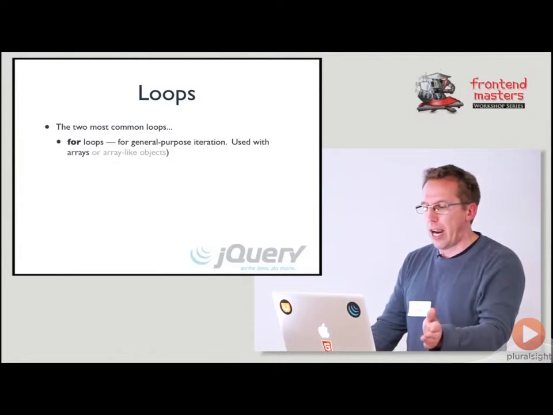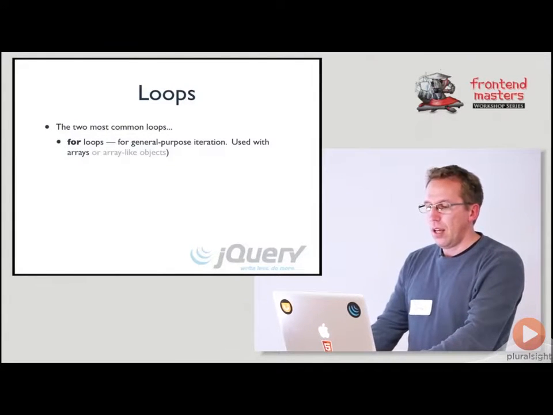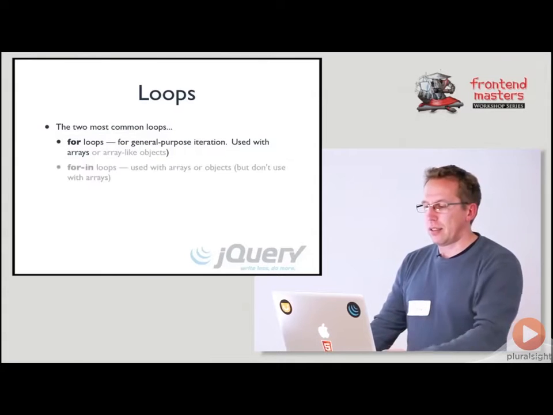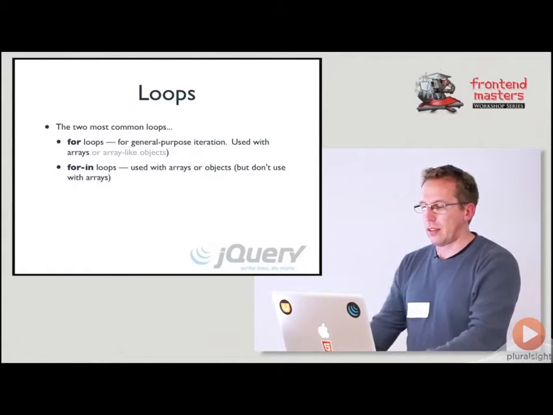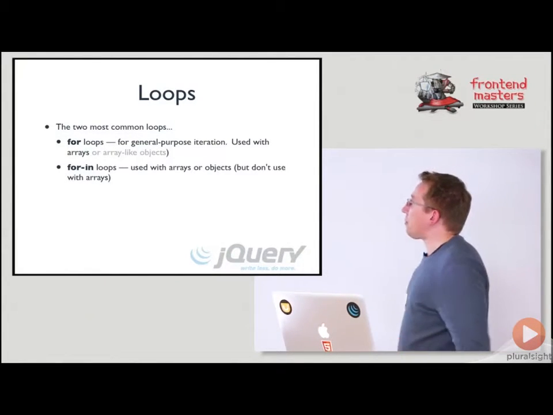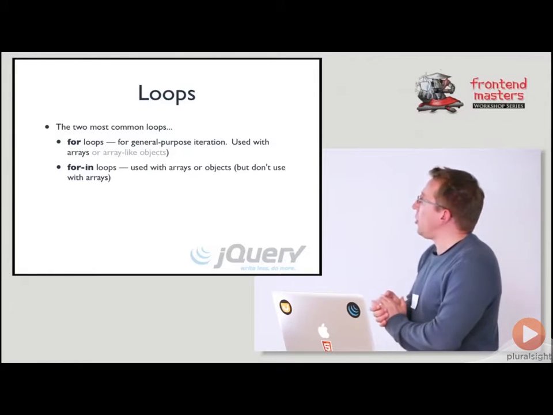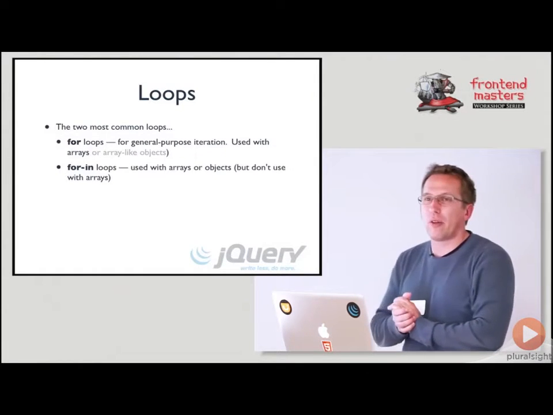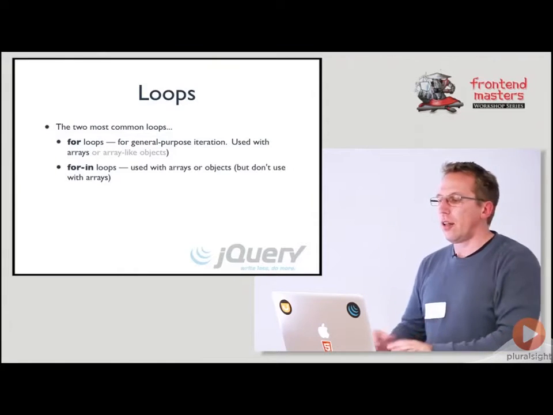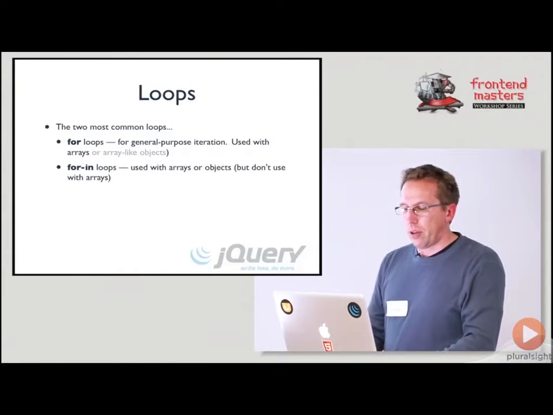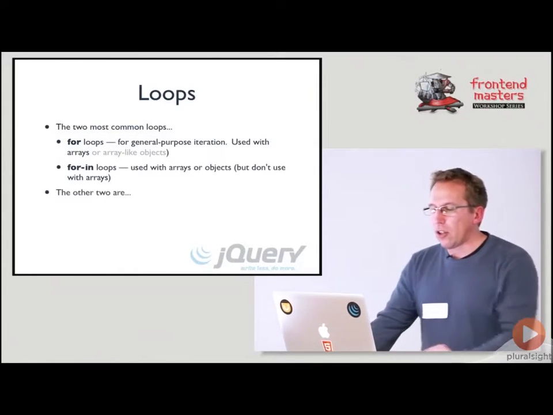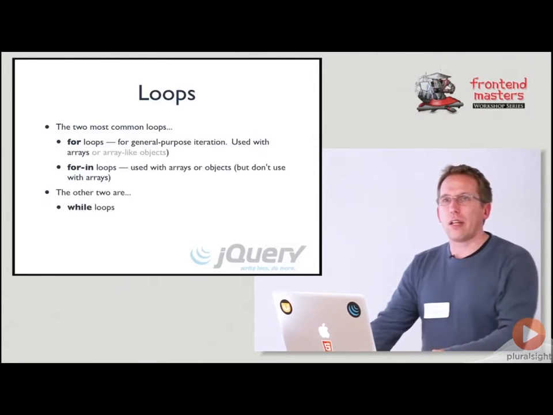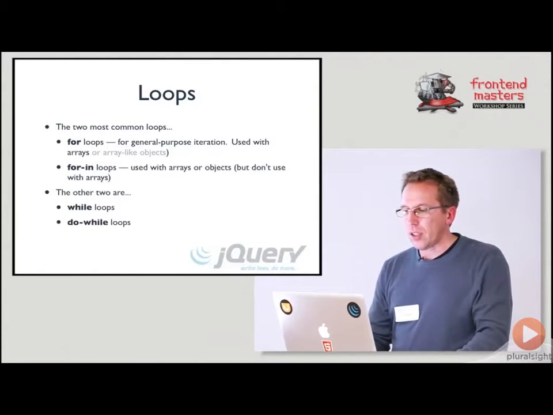The two most common loops are for loops for general purpose iteration. You use them with arrays or array-like objects like DOM node lists, or for-in loops, which are used with objects, but don't use them with arrays, just use them with objects. We'll see an example of each. While loops and do-while loops are the other two looping structures.